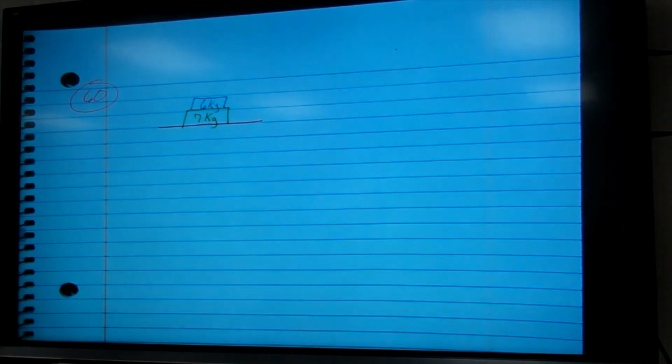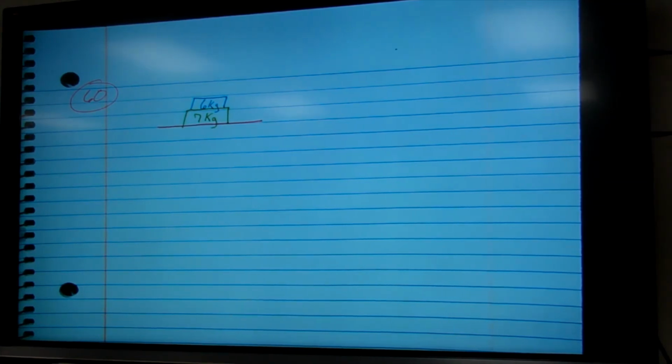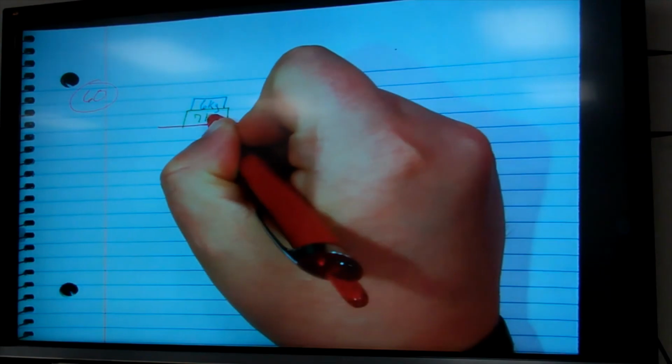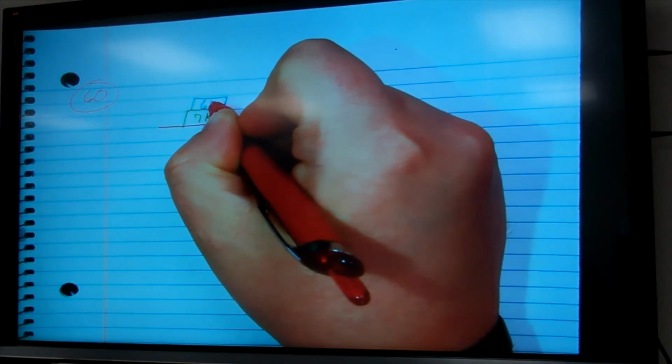I wish. I'm hungry. Alright, so in this case, A, what is the force, magnitude, and direction exerted by the 7 kilogram block on the 6 kilogram block? And B, what is the force? Well, let's just look at it. So I'm trying to figure out what force this block is putting on this block.